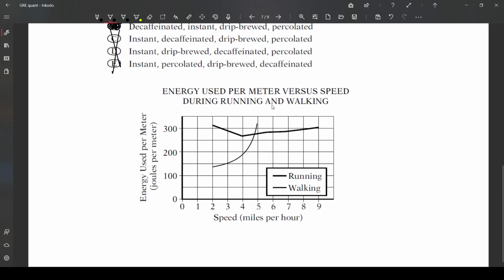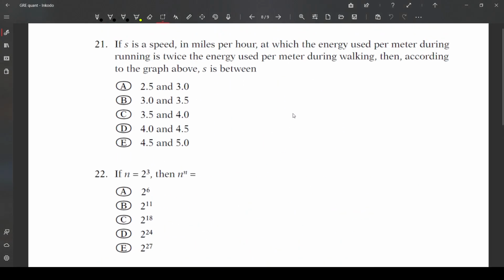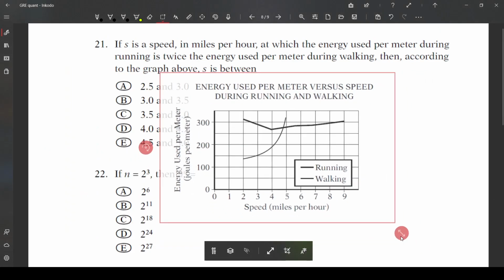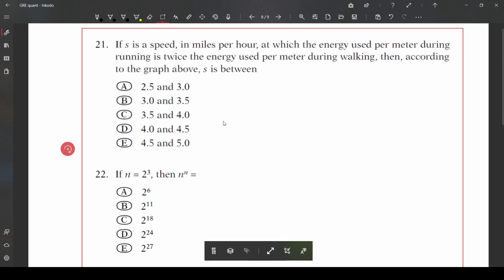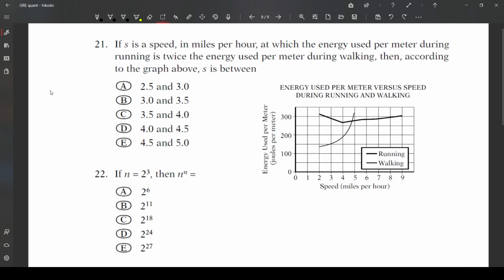Oh shoot. I think this might be for the next problem. Shoot. Okay. Oh crap. Okay. All right.